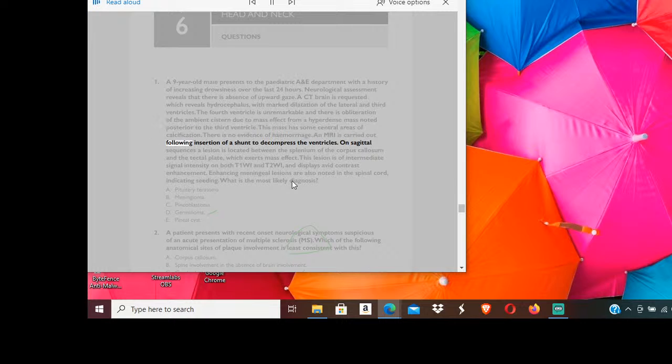An MRI is carried out following insertion of a shunt to decompress the ventricles. On sagittal sequences, a lesion is located between the splenium of the corpus callosum and the tectal plate, which exerts mass effect. This lesion is of intermediate signal intensity on both T1WI and T2WI, and displays avid contrast enhancement. Enhancing meningeal lesions are also noted in the spinal cord, indicating seeding.